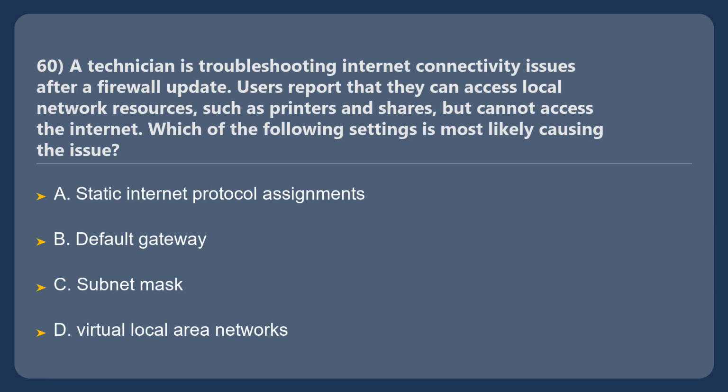Question 60. A technician is troubleshooting internet connectivity issues after a firewall update. Users report that they can access local network resources, such as printers and shares, but cannot access the internet. Which of the following settings is most likely causing the issue? Option A, static Internet Protocol assignments. Option B, default gateway. Option C, subnet mask. Option D, virtual local area networks. The correct answer is option B, default gateway.